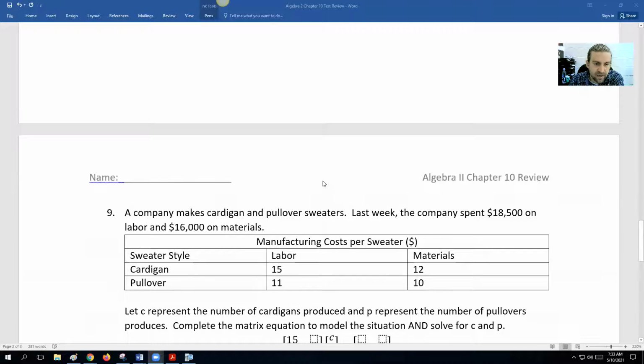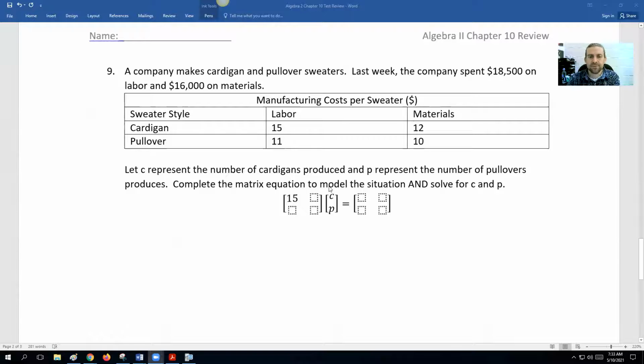Okay, hopefully not too bad. All right, last problems here. These are the ones that are a little bit tricky. A company that makes cardigan and pullover sweaters last week spent $18,500 on labor and $16,000 on material. Let C represent the number of cardigans produced and P represent the number of pullovers. Complete the matrix and then solve for C and P.